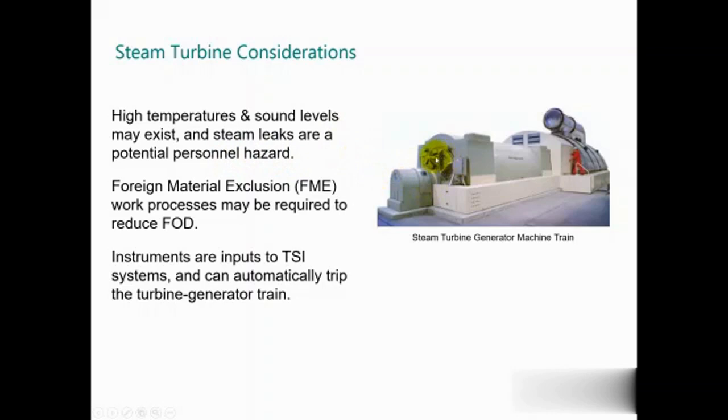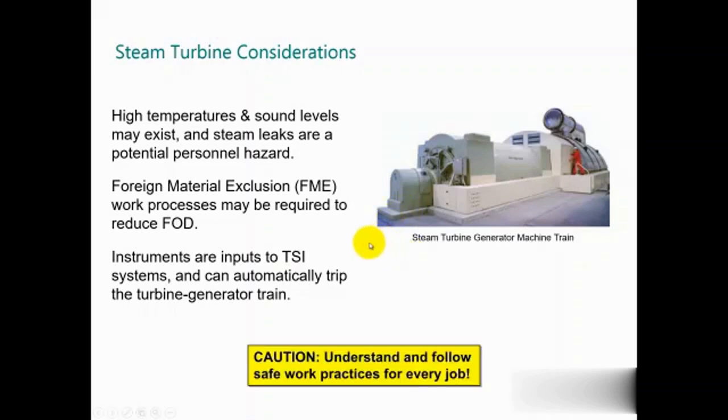Similar to the gas turbine, you need to follow the foreign material exclusion technique to avoid FOD in the steam turbine. And this is a steam turbine. All the instrumentation on this, especially in the big ones, is called the TSI, Turbine Supervisory Instrumentation. That includes vibration, differential expansion, eccentricity, shell expansion, thrust position, rotor position, and temperatures. This is part of the TSI. Caution: understand and follow safe work practice for every job.